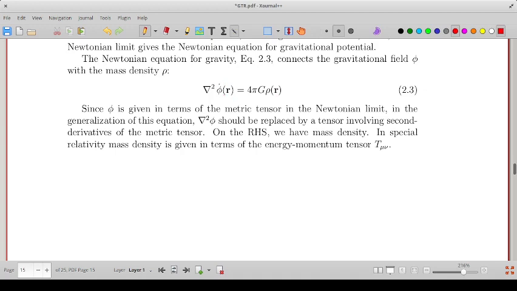And therefore, del square phi should be written in terms of the second derivatives of the metric tensor. And on the right hand side, we have mass density. And we already know in special theory of relativity that mass density can be given in terms of the energy momentum tensor.